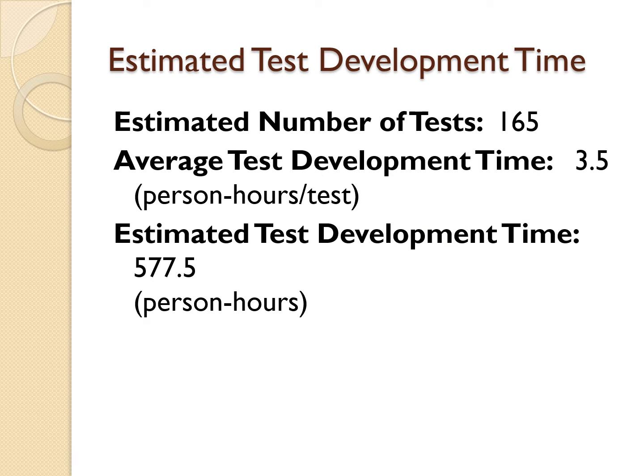The estimated test development time is calculated from the estimated number of tests. Suppose 165 tests which you have conducted already. Then the average test development time is 3.5 person hours per test. So how many person hours are required for a test? This is going to be useful. The estimated test development time is 577.5 person hours, and if you divide it by the 165 tests, that gives the average test development time.